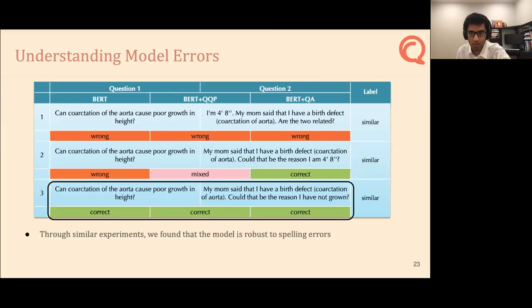Through similar experiments, we found that the model is also robust to spelling errors and also to acronyms and terms not being properly capitalized. So for example, if somebody mentions attention deficit disorder as ADD in small letters, even though add is another word in the English language, the model is able to understand that in the right context. We show a lot more examples in our paper. So if you are interested in these kinds of examples, feel free to check out our paper and the appendices therein.